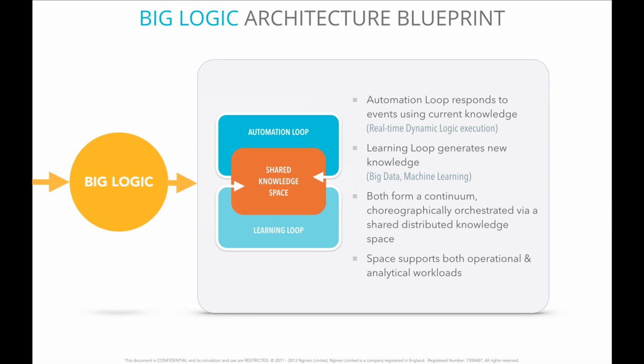And what we learned is there are 2 main loops, and this is an oversimplification of our blueprint. We need to completely automate the interaction with the consumers. But every time we interact with them, we need to feed our knowledge base so that we can start learning and adapting. And that's the second loop that we call the learning loop. And in order for these loops to work together and to react in real time, we need to share this knowledge space between them.